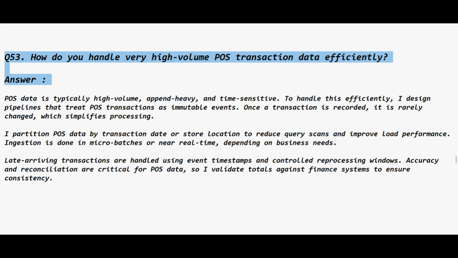Ingestion is done in microbatches or near real time, depending on business needs. Late-arriving transactions are handled using event timestamps and controlled reprocessing windows. Accuracy and reconciliation are critical for POS data, so I validate totals against finance systems to ensure consistency.